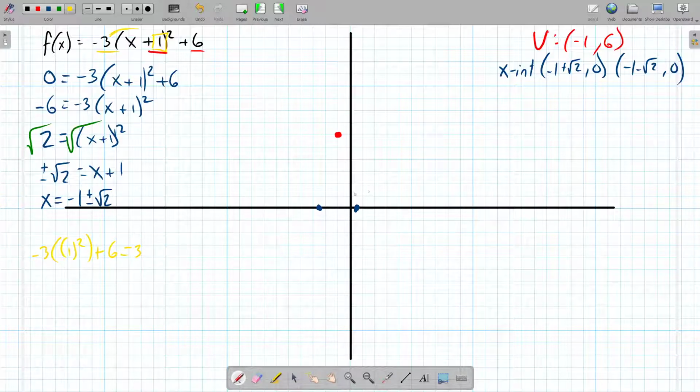So we have a y-intercept at 0, positive 3. We can go ahead and label that 0, 3.